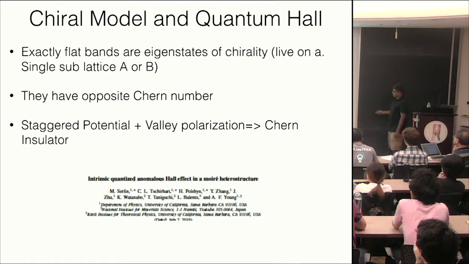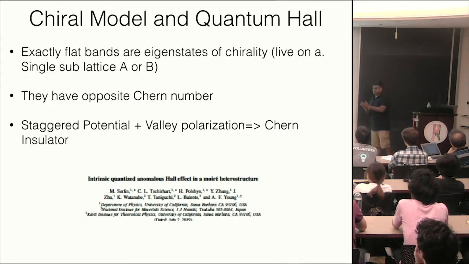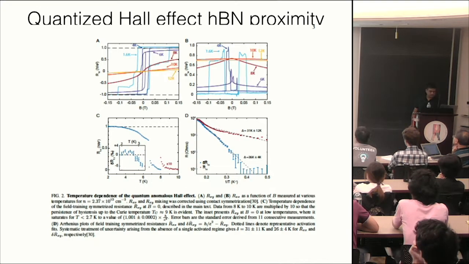Okay, and that's exactly what is done in this particular paper, recently came out in Andrea Young's group. They took this twisted bilayer graphene close to the magic angle, brought a boron nitride substrate and carefully aligned the boron nitride to give you this gap, this AB sublattice breaking. Okay, and they saw the quantized Hall effect. So this is the Hall effect. That's the quantized value.